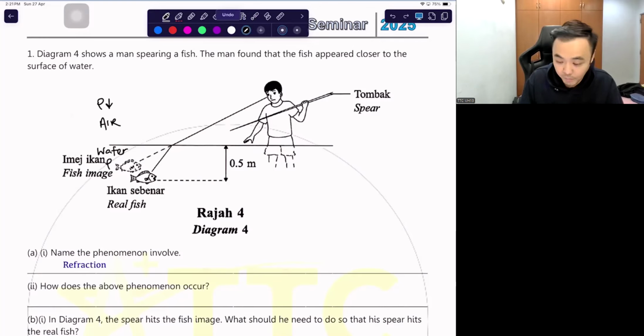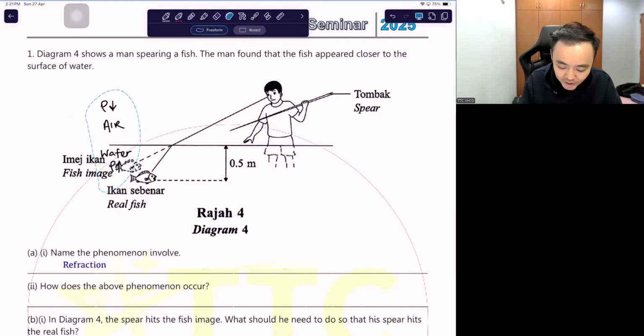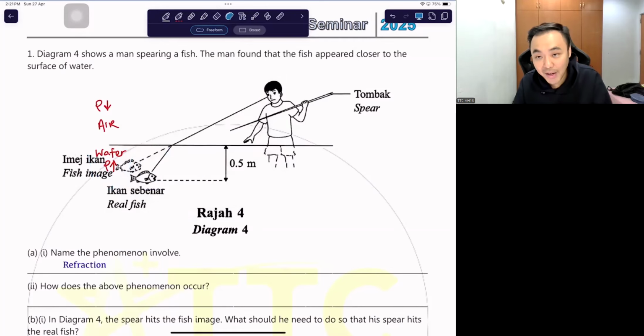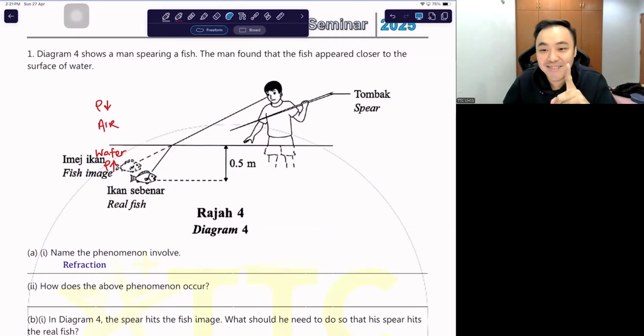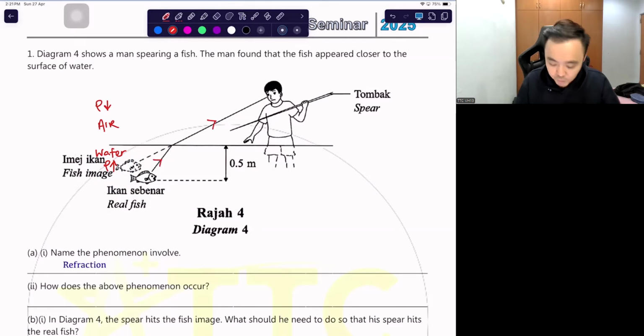Are you following? Now, can you tell me the light is traveling from where to where? Listen to my questions. Less dense to denser or denser to less dense? The answer is denser to less dense. Okay, I should ask, does the light go from water to air or air to water? Or to be exact, does the light go from the fish to the eye or eye to the fish? Meaning, am I supposed to draw the arrow like this, or like this? Of course, fish to eye.